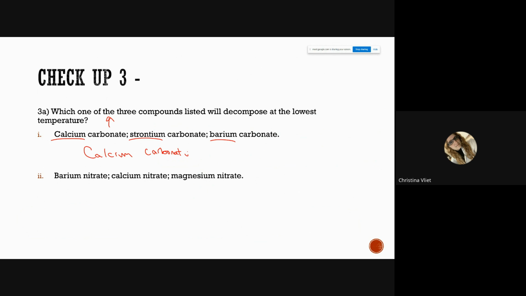And what about the next group? Barium, calcium, magnesium nitrate. Which one decomposes at the lowest temperature, the one we would be able to decompose the easiest? Magnesium. It's going to be magnesium. So again, the highest up on the periodic table would be the lowest temperature. As I go down the periodic table, it's the highest temperature to decompose. So this is magnesium nitrate.